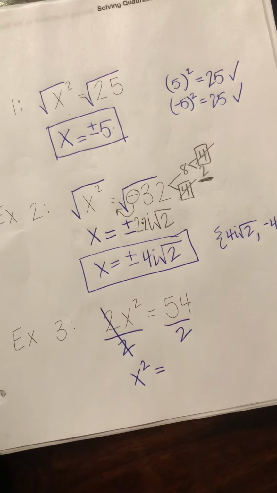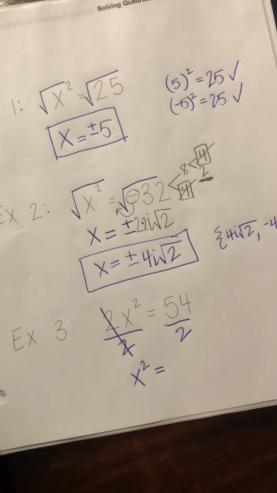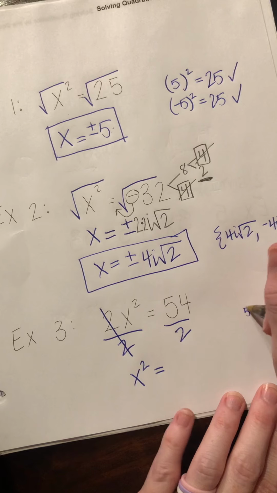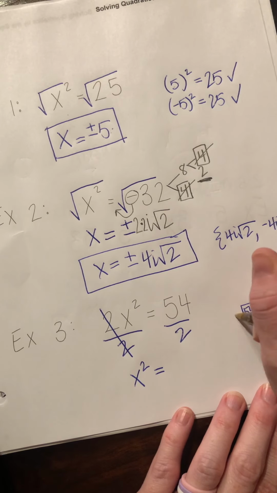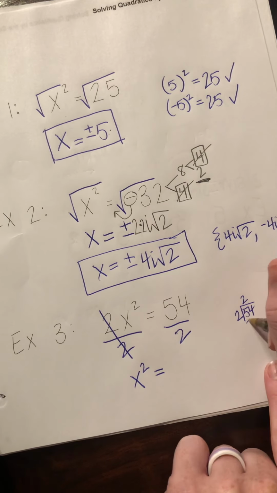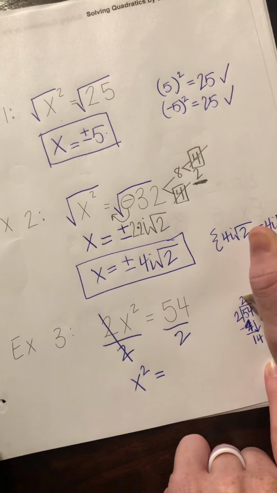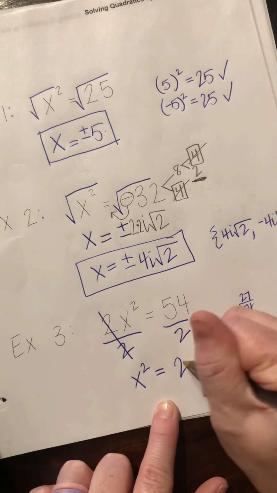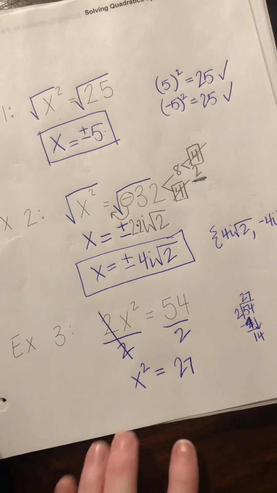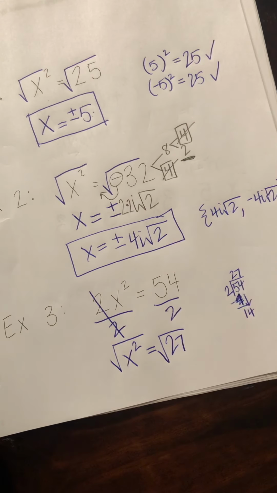So x squared is equal to what? 54 divided by 2. I don't have my calculator with me, and my math brain is not working very well, so I'm going to do long division. Oops, that should be a 4. Okay, so I see it is 27. Now, I'm going to take the square root of 27 on both sides. Hold on just a second.